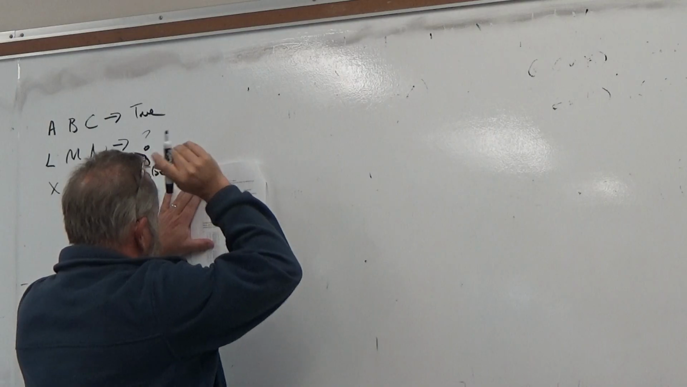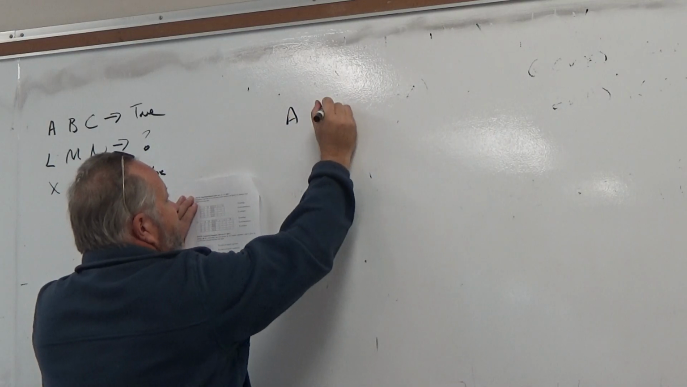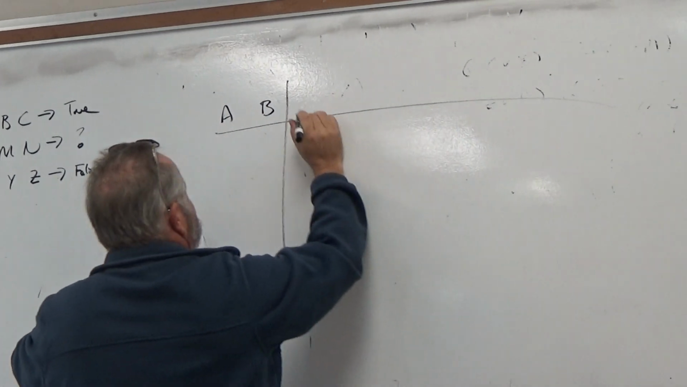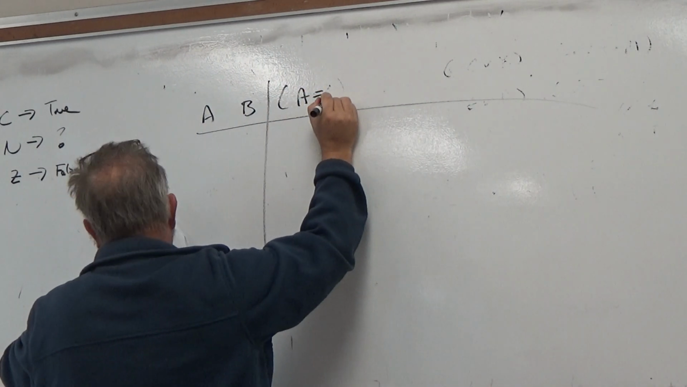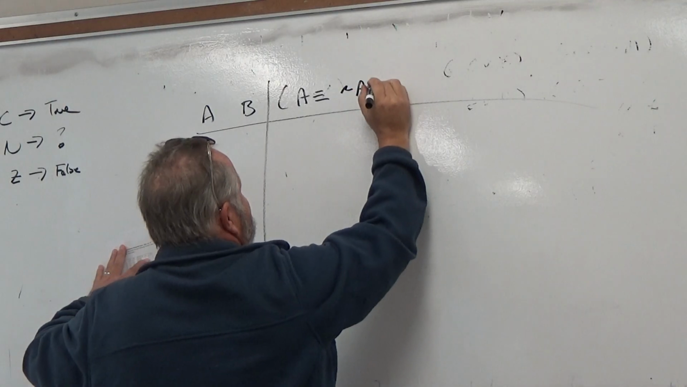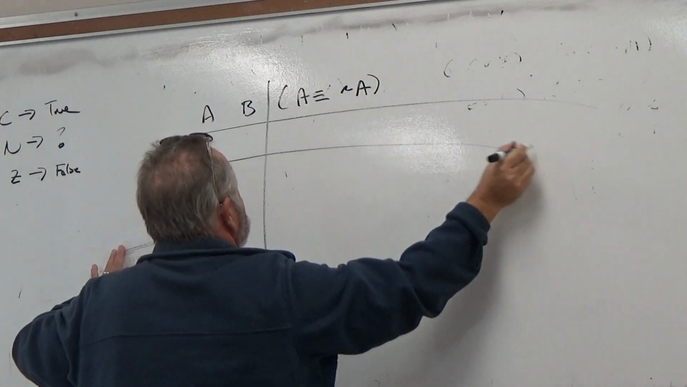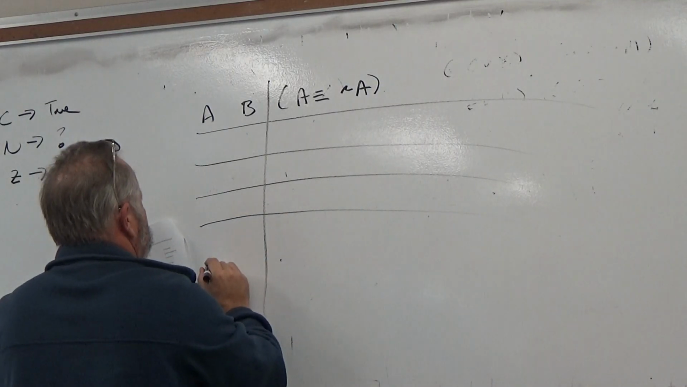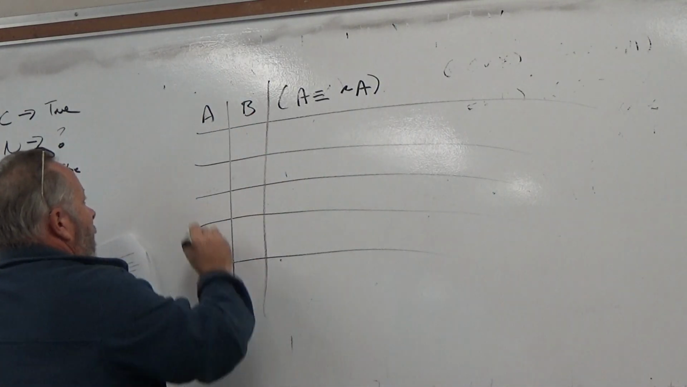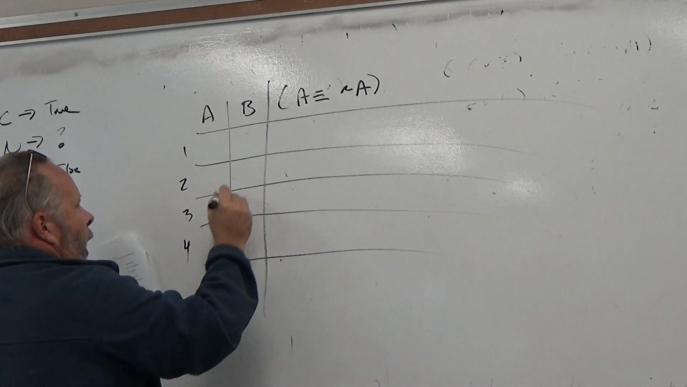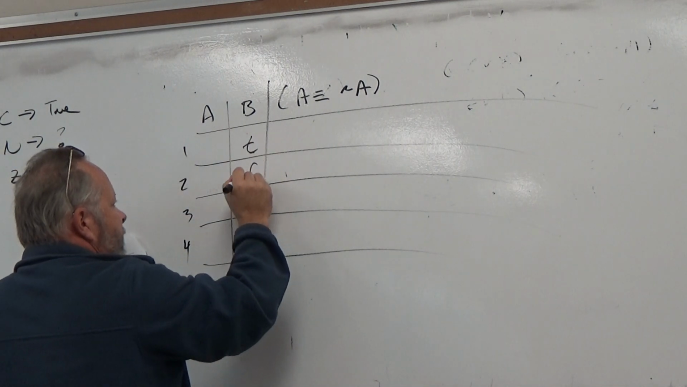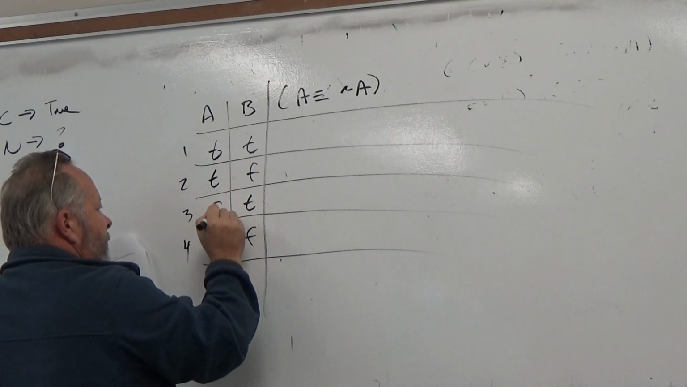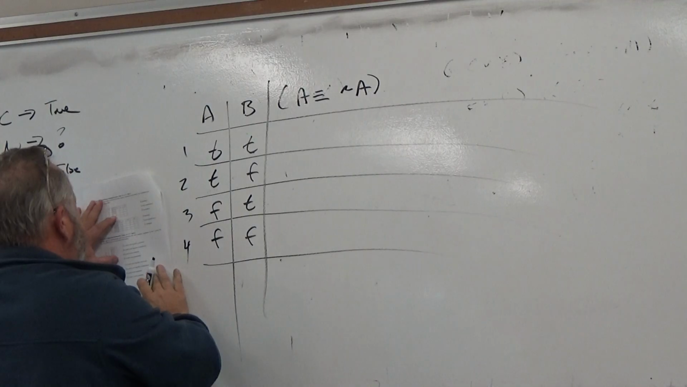So, A, B, so we're gonna need 4 lines, and this one is just A if and only if not A, so you really don't even need the B, but 1, 2, 3, 4. True, false, true, false, true, true, false, false.